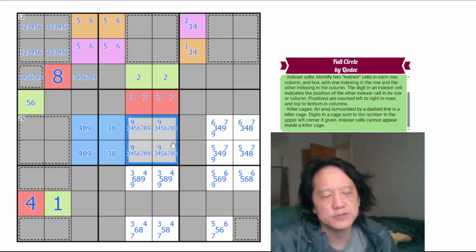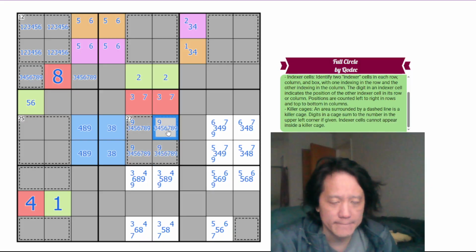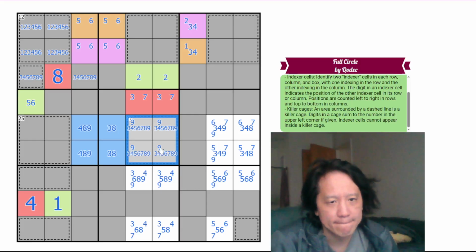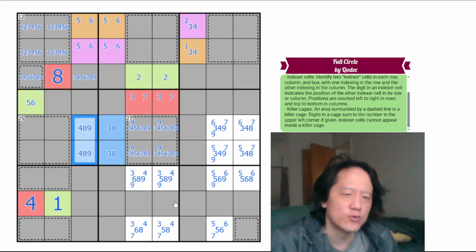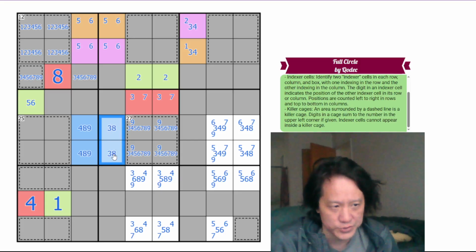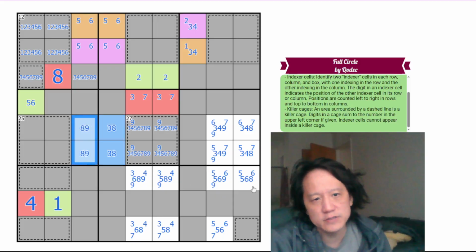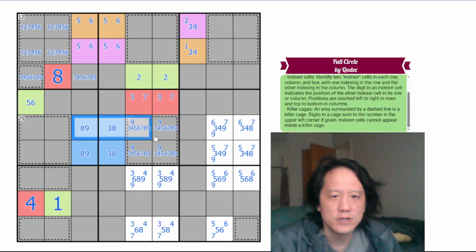What it cannot be is 3, 7, 8, 9. It still could be 4, 6, 8, and 9. It could be 5, 6, 7, 9, adding up to 27. This cannot be 4 anymore, though. If this is 4, that would reference this as the other indexer, but this indexes the row also. So this is guaranteed to be 8 or 9 here, indexing the row.